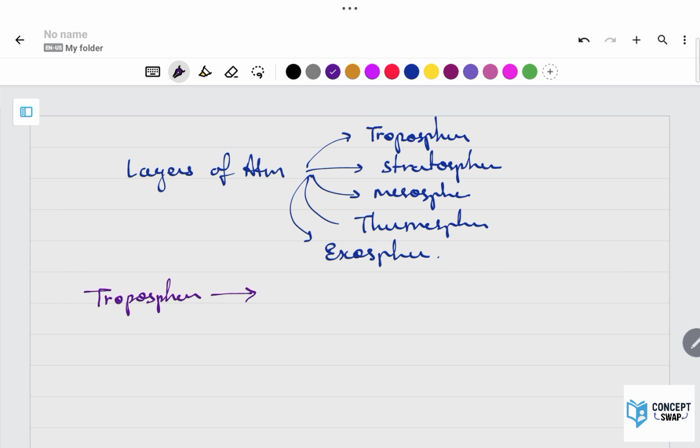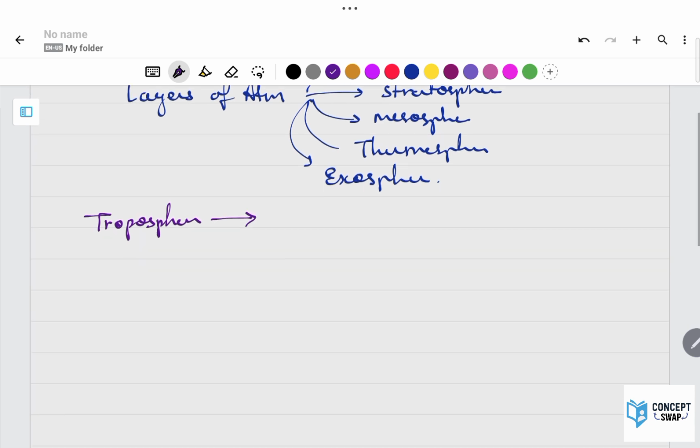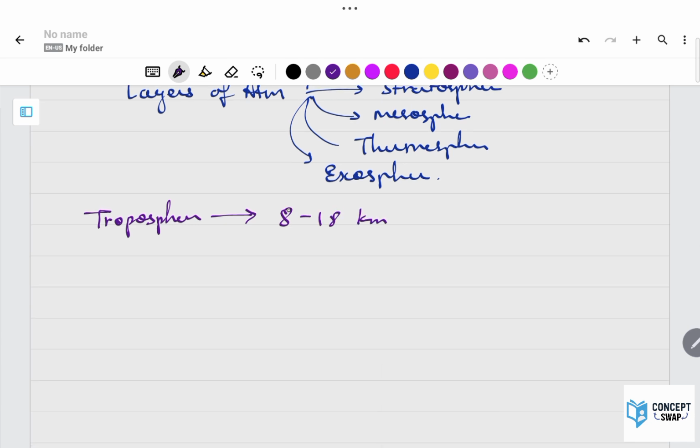What are the things in the troposphere? Firstly, the troposphere extends up to 8 to 18 kilometers. Why 8 to 18 kilometers, why not just 8 or just 18? Let's see. The troposphere is slightly expanded in the equatorial area, where it is 18 kilometers, due to many factors. Near the polar regions it is 8 kilometers.